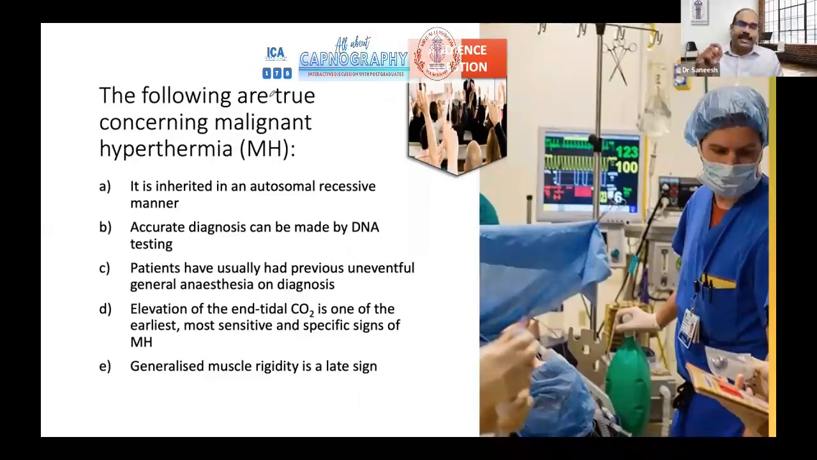First statement: it is inherited in an autosomal recessive manner. Statement B: accurate diagnosis can be made by DNA testing. Statement C: patients have usually had previous uneventful general anesthesia on diagnosis. Previous uneventful general anesthesia is possible in malignant hyperthermia. Option D: elevation of EtCO2 is one of the earliest and most sensitive specific signs of malignant hyperthermia. Generalized muscle rigidity is a late sign. So, five statements. It's your time.